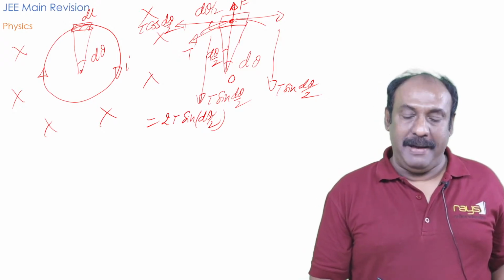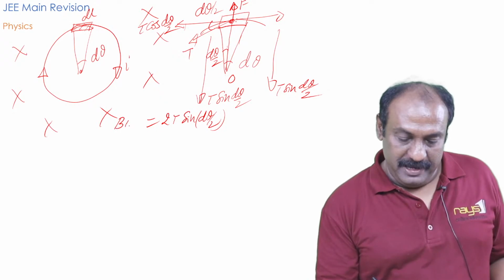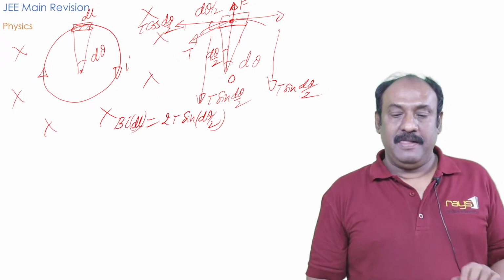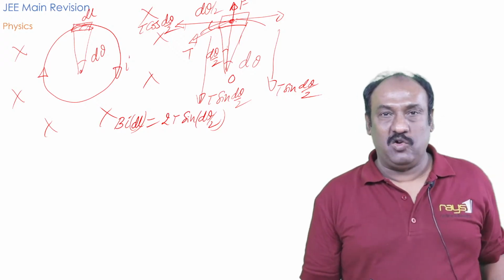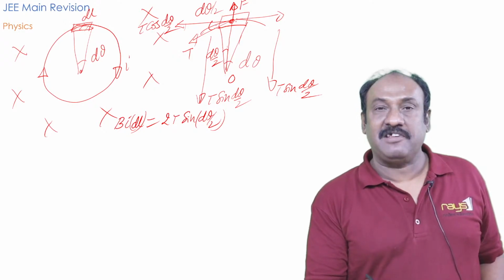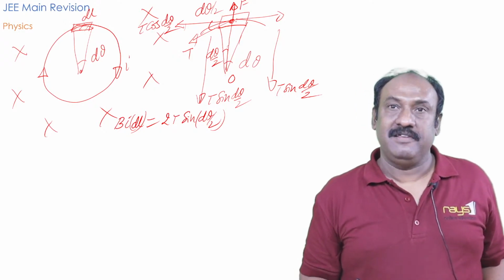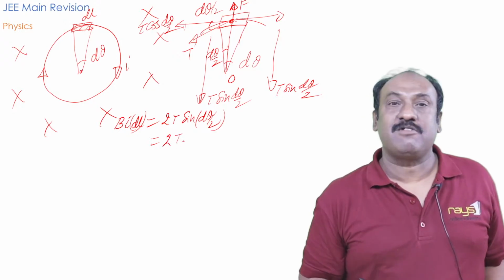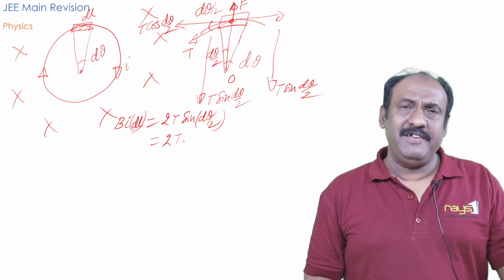Kept in the uniform magnetic field, the force is B I dl. This is the force that acts on the elementary strip, and it acts radially outwards. It is balanced by the sum of the components of tension towards the center along the radius. So, by integrating this, we get 2T times d theta, where d theta is very, very small.